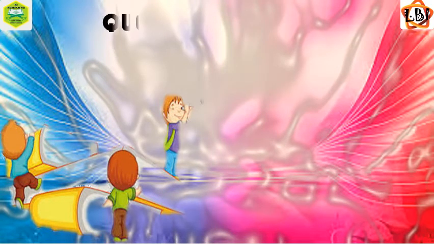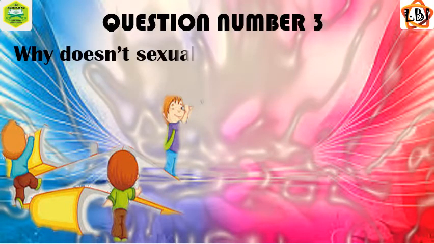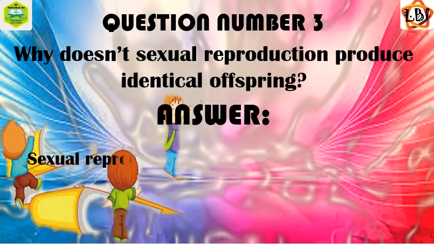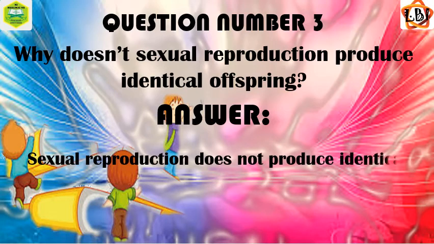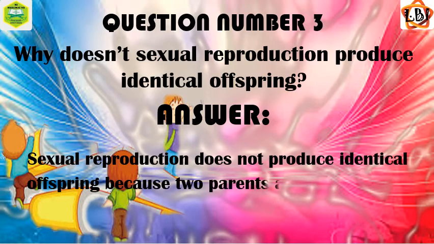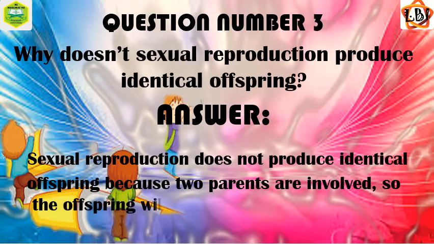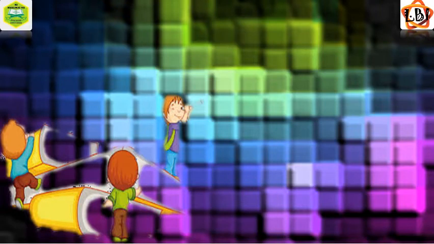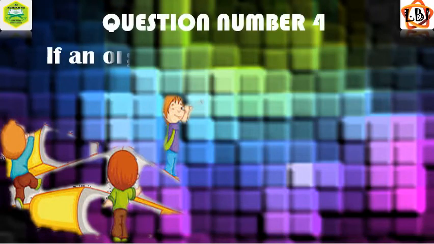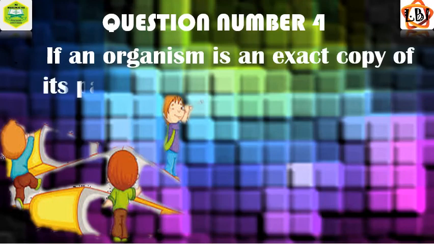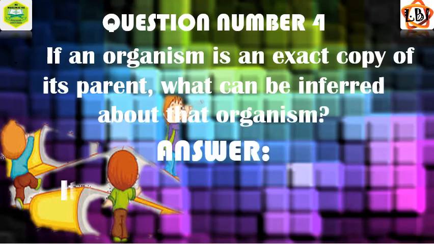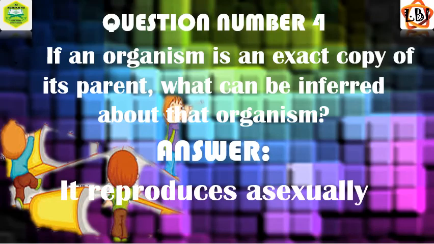Question number 3. Why doesn't sexual reproduction produce identical offspring? Answer: sexual reproduction does not produce identical offspring because two parents are involved, so the offspring will inherit characteristics from both parents. Question number 4. If an organism is an exact copy of its parent, what can be inferred about that organism? Answer: it reproduces asexually.